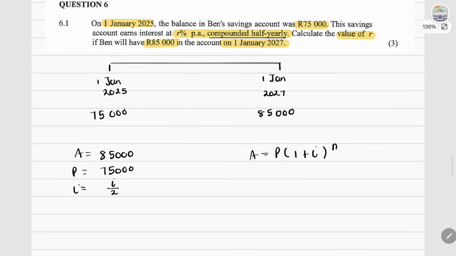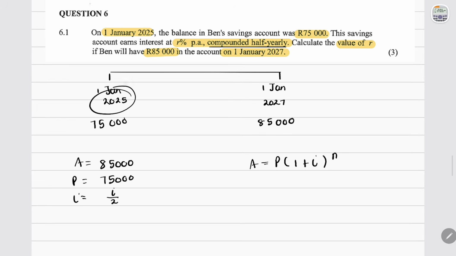And then how long was it invested for? Well, it's from 2025 to 2027, so n would be equal to 2. But remember, this is compounded half yearly. It needs to gain interest every half year, so we multiply by 2. So we know it's going to gain interest 4 times. And now we can just go ahead and put this in.